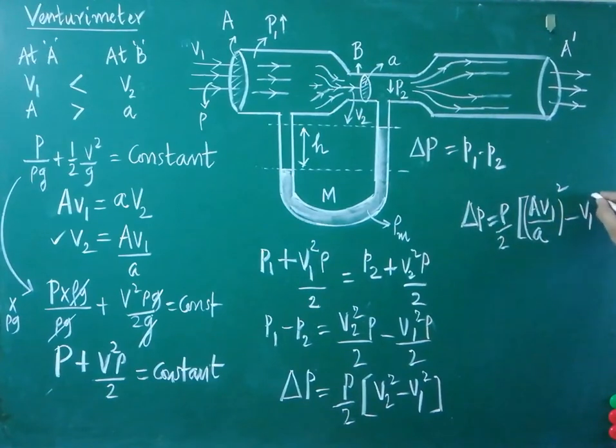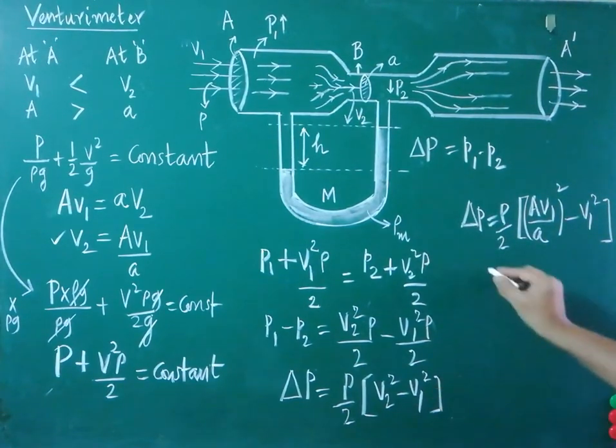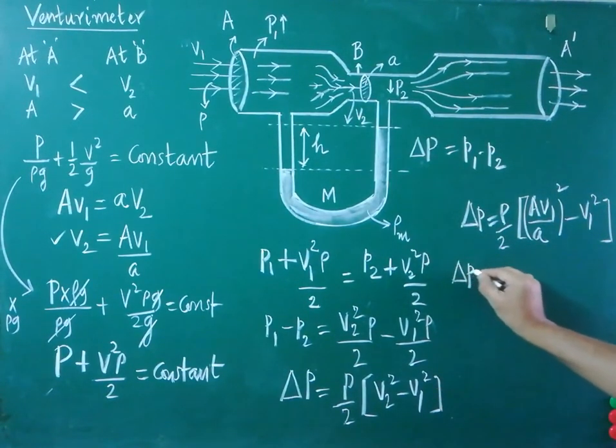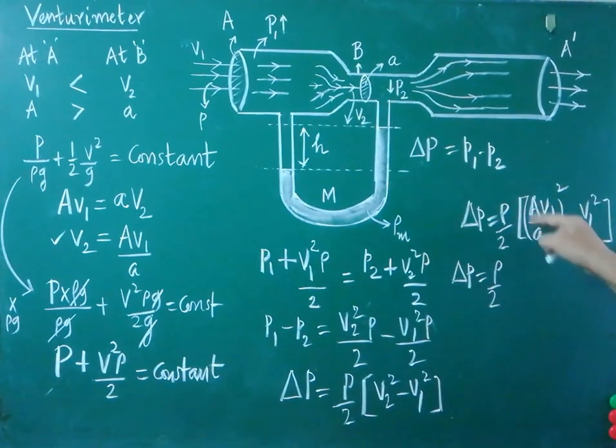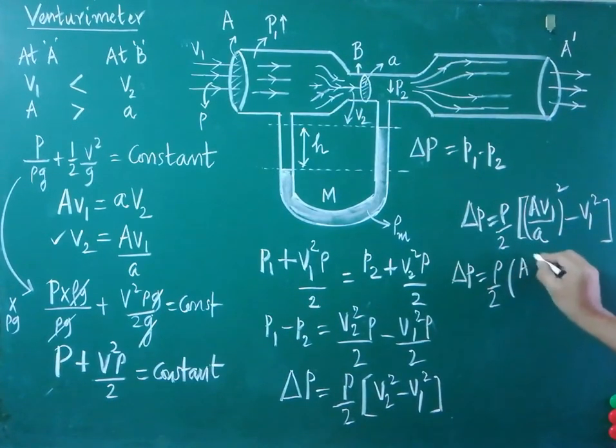Minus V1 square can be written. Already V1 square is there. Del P is equal to rho divided by 2, here everything must be squared. Are you clear? A square V1 square divided by A square, minus V1 square. So like that we can write.